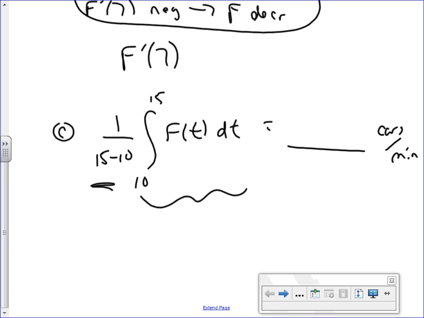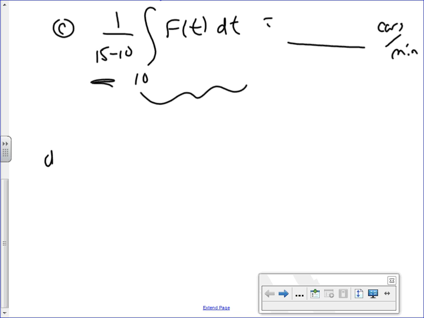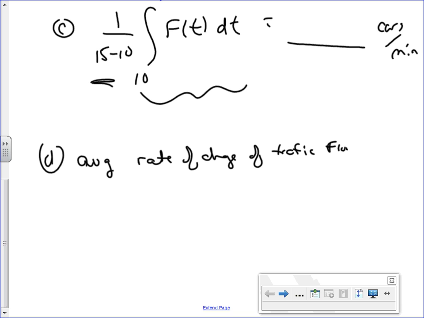Right. Now read question D, because I'm telling you, when this question came through in 2004, the number of people that got C and D backwards was unbelievable. And yet, if you think about it, it's really quite clear. It says the average rate of change of traffic flow. That's a lot of words. I need to find the average value of the rate of change. The average value of the rate of change.